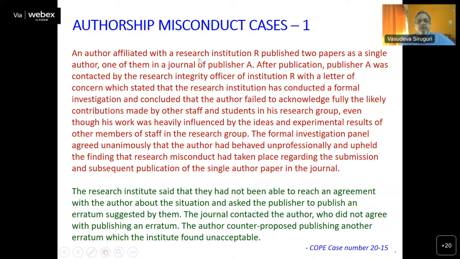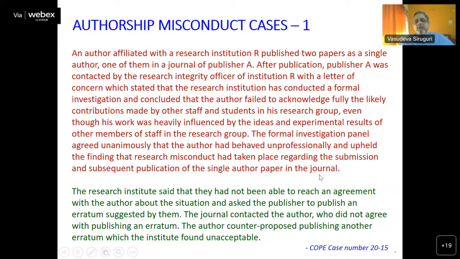So in the first case, we saw an author affiliated with some institution R publish two papers as a single author, one of them in some journal A. After publication, this journal or publisher A was contacted by the research integrity officer of that institution with a letter of concern which stated that the research institution has conducted a formal investigation and concluded the author failed to acknowledge fully the likely contributions made by other staff and students in his research group, even though his work was heavily influenced by the ideas and experimental results of other members of the research group. The formal investigation panel agreed unanimously that the author had behaved unprofessionally and upheld the finding that research misconduct has taken place regarding the submission and subsequent publication of a single author paper in the journal.